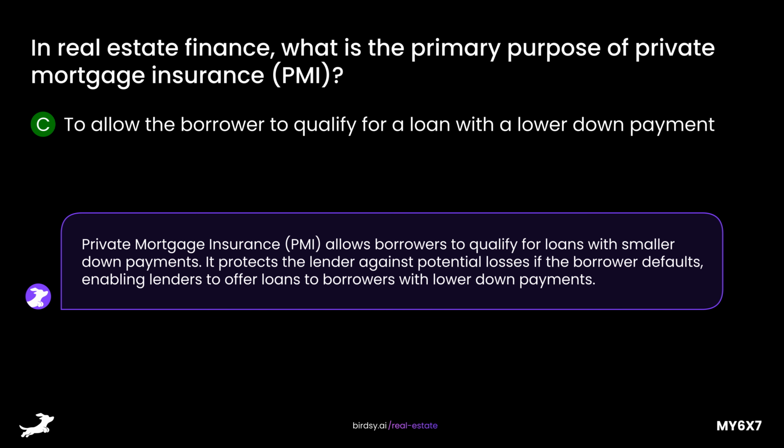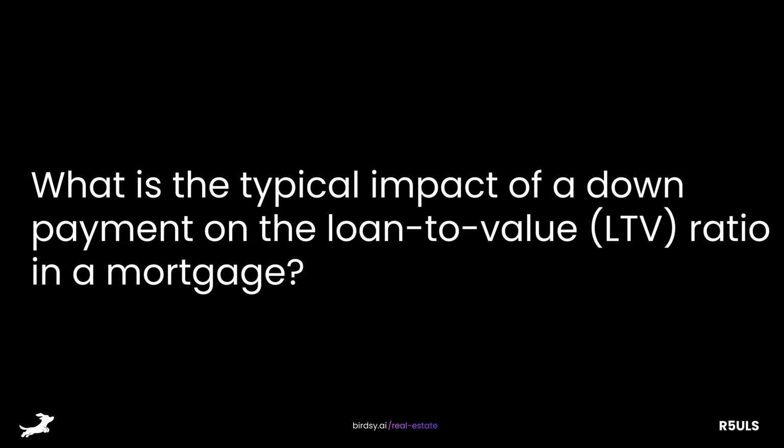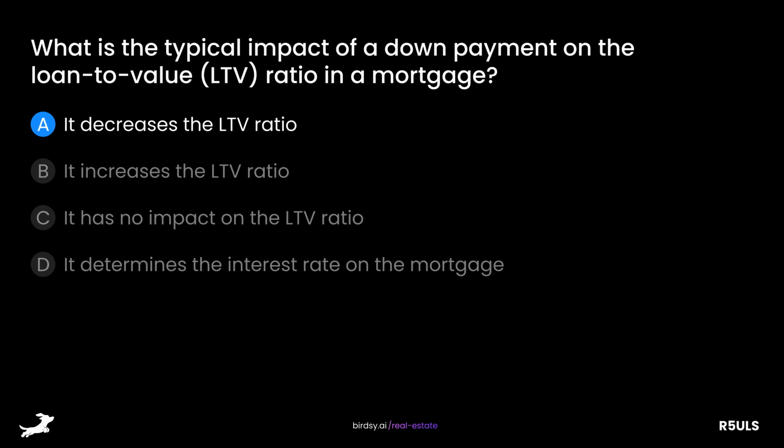What is the typical impact of a down payment on the loan-to-value ratio in a mortgage? Is it A, it decreases the LTV ratio? B, it increases the LTV ratio? C, it has no impact on the LTV ratio? Or D, it determines the interest rate on the mortgage? The answer is A, it decreases the LTV ratio.